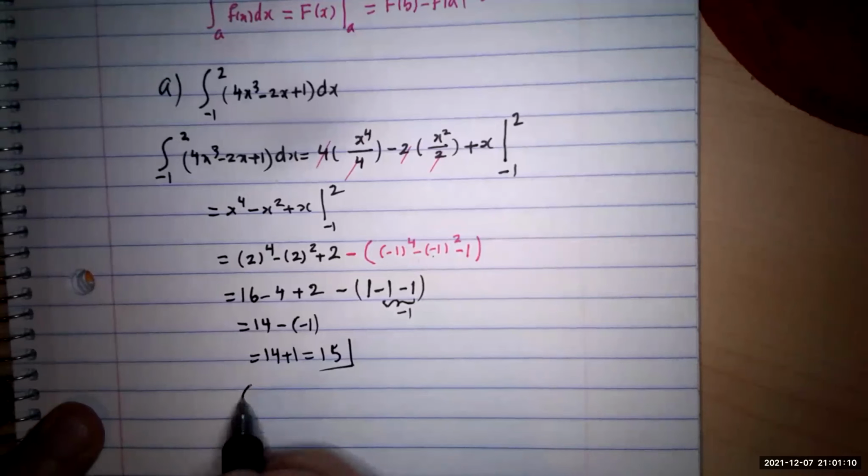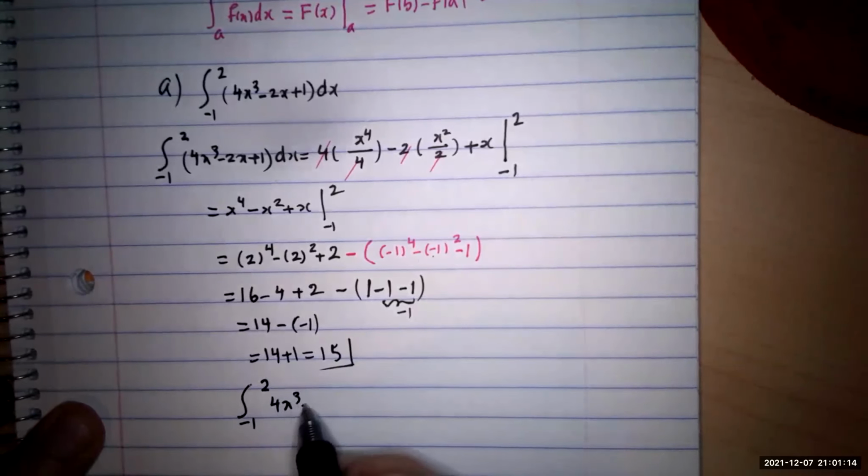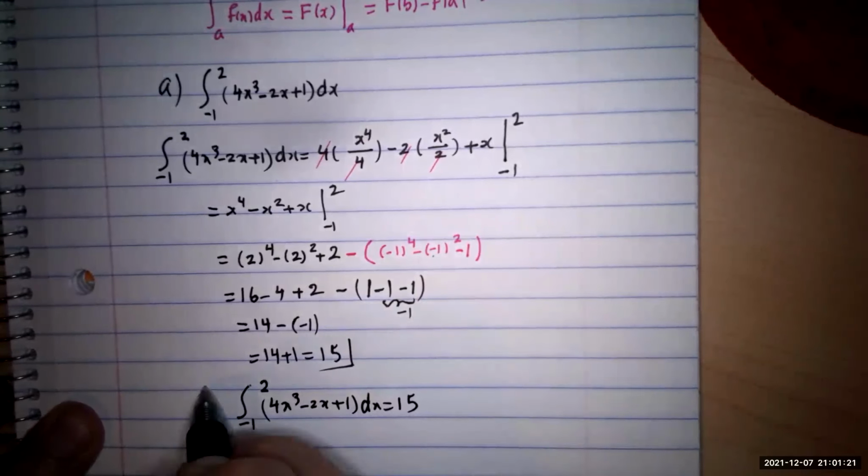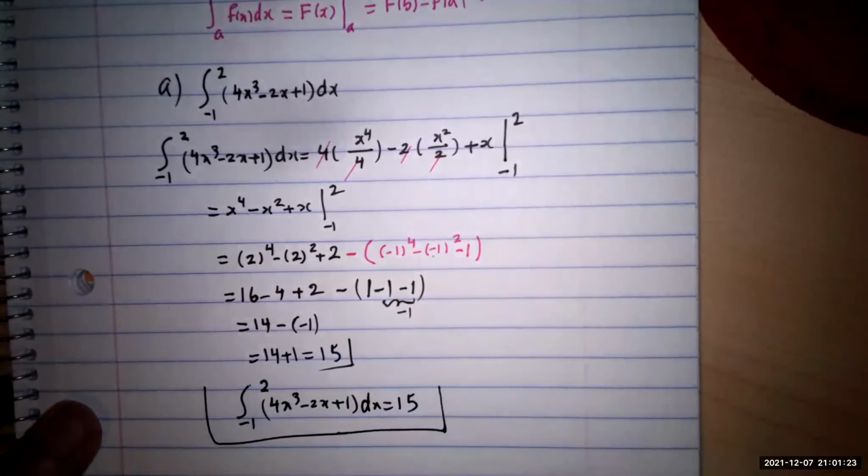So you don't have to, but I rewrite it: the integral from -1 to 2 of 4x cubed minus 2x plus 1 dx is equal to 15, the definite integral. Any question? So that's case 1. Case 1, no substitution is needed. And we are going to have case 2.